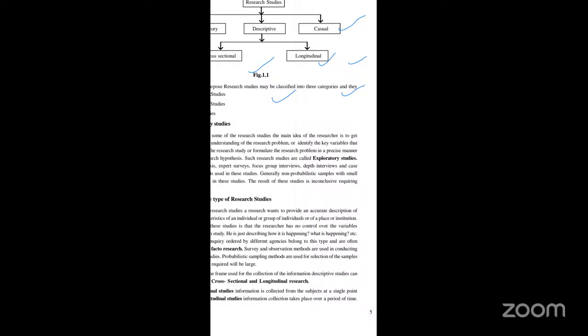So, cross-sectional means we collect the information at a single point of time. Longitudinal, the name itself includes longitude. That means it takes place over a period of time. So, single point of time, period of time. There may be some difference. So, a single point of time is called cross-sectional. A period of time goes for the longitudinal studies.